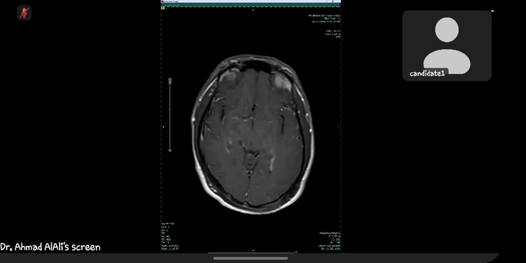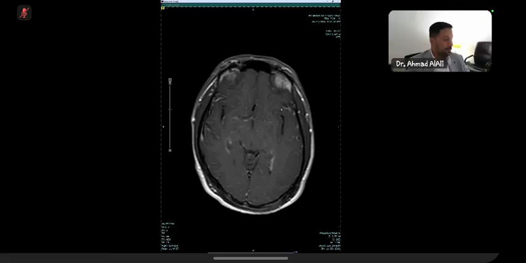So what about the transverse sinus? You said you want to check the transverse sinus. How do you find it in these images?